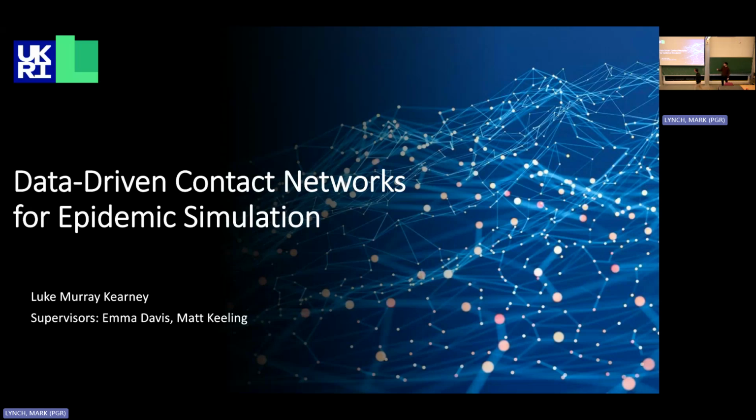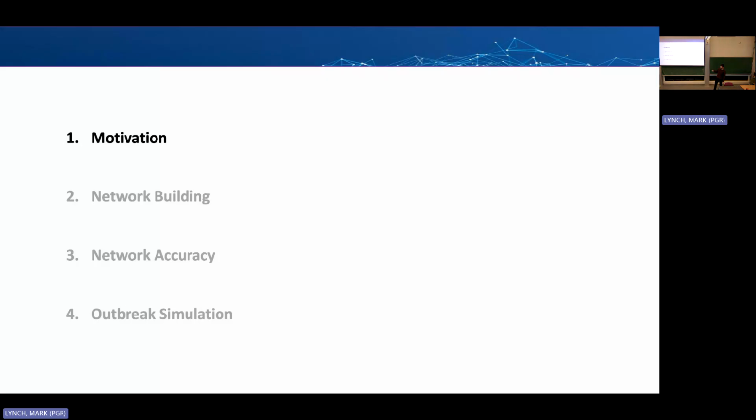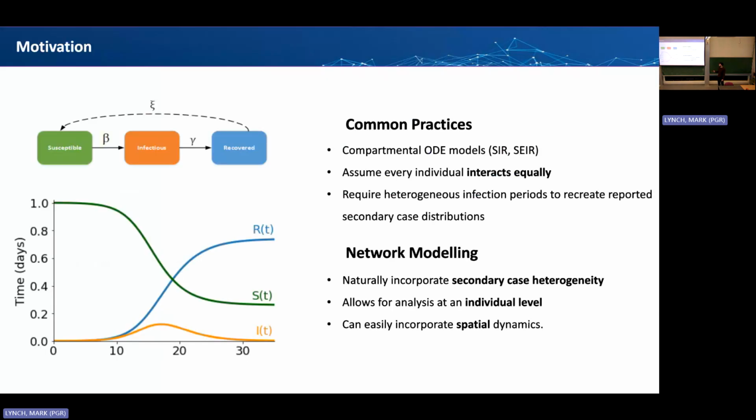So I'm going to start off with a motivation for my work. In epidemiological modeling, modelers often use compartmental ODE models, where people go from susceptible to infectious and then to recovered. In these models, it's often assumed that people interact equally. So each person in the simulation interacts with everybody just a small bit. But that's not really accurate.